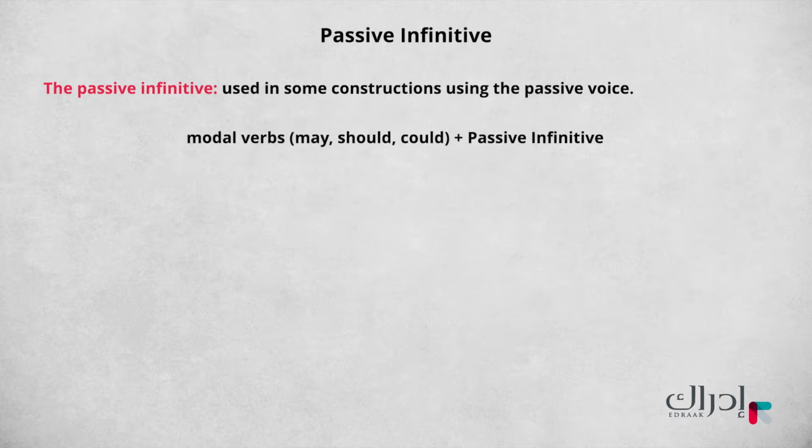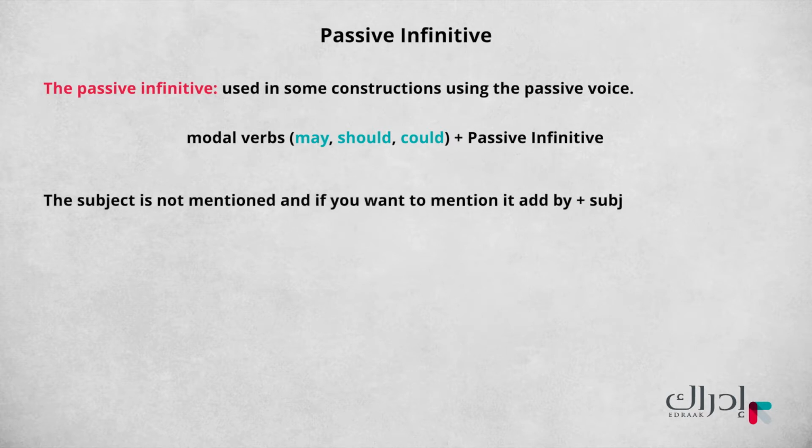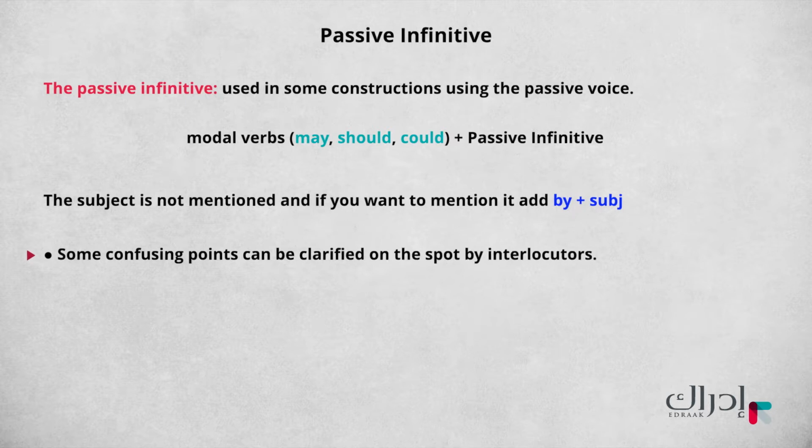As you can see, it usually comes after modal verbs, may, should, could, to point out what is possible or what is correct. The subject that did the action may be mentioned or not. Usually it is shown as by plus the subject. Some confusing points can be clarified on the spot by interlocutors. The phrase by interlocutors tells us who can do the action.